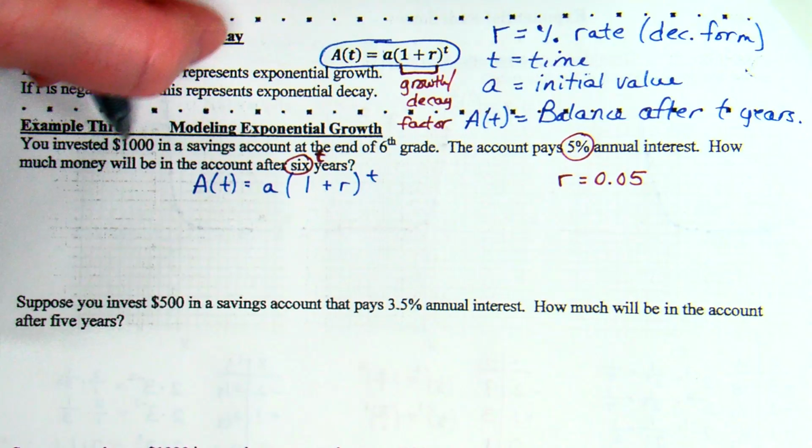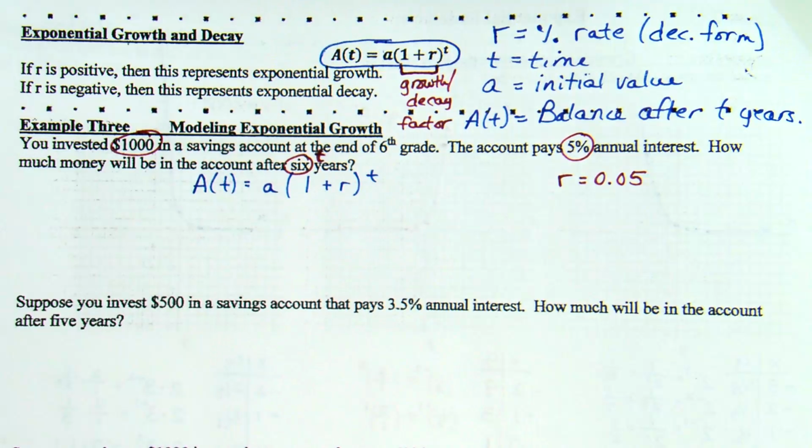What else are we provided? You invested $1,000 in a savings account. Where's that $1,000 going to go in? The A. Okay, that is your initial amount. Can't do this problem if they don't give us an initial amount.